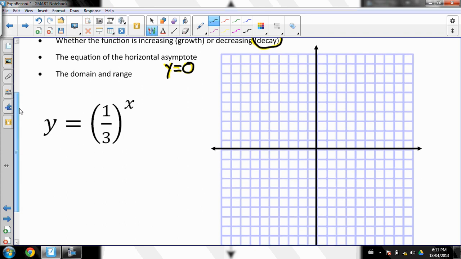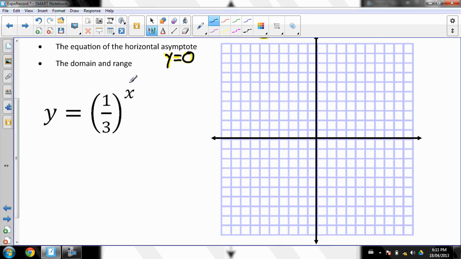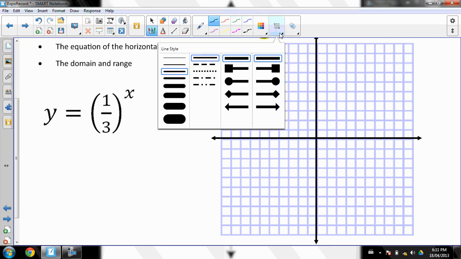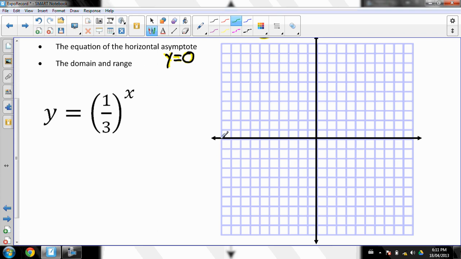Now, to look at domain and range, I could tell you what they are, but I want us to look at the graph before we go into it. So the first thing I'm going to put on is my horizontal asymptote along y equals 0, not forgetting that our asymptotes are always marked as dotted lines as they are not actually part of the graph. Now we're going to graph this. To graph this, I can do one of two things. I can either memorize stretches and how this base changes things, or I can go to a table of values. We're going to go to a table of values.